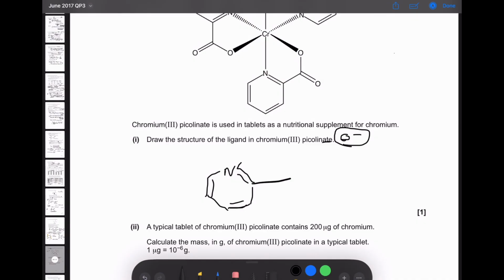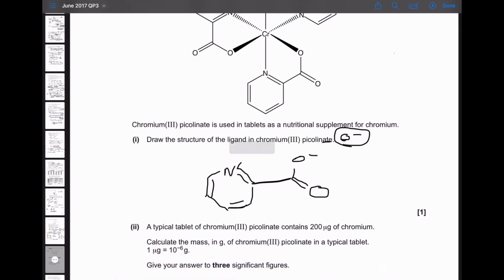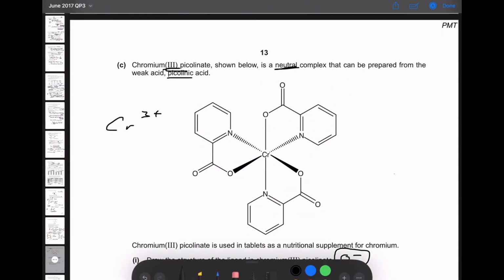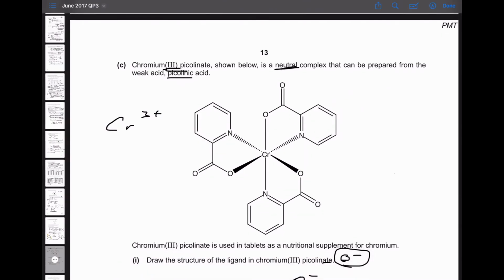This is a very poor drawing. My hand is shaking an insane amount. But it's going to be that. So have we got one negative charge? If we repeat that 3 times, yeah, we'd have 3 minus. That would be neutral, which the question says it is. I can't remember where it says it's neutral. Neutral complex. There. Awesome. Next question.